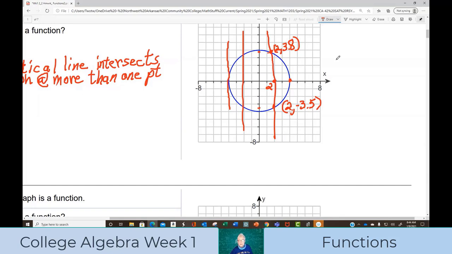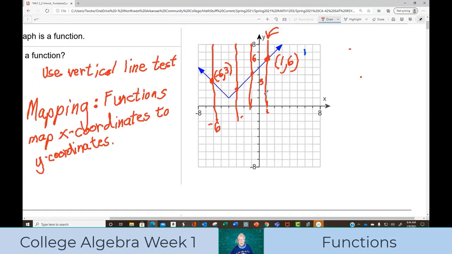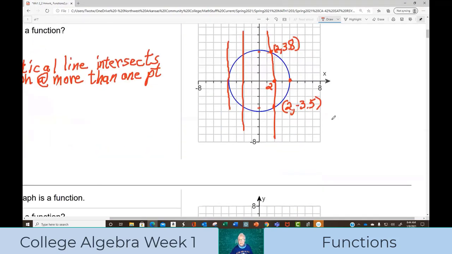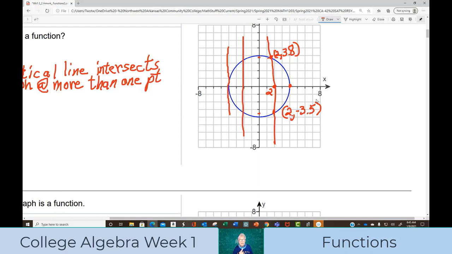Well, there is absolutely no confusion here. 1 is being mapped to 6, no problem. Down here, I don't know which one to say 2 is being mapped to. It's being mapped to 2 different y coordinates at the same time. So it's not a function. That's why, if you were interested.